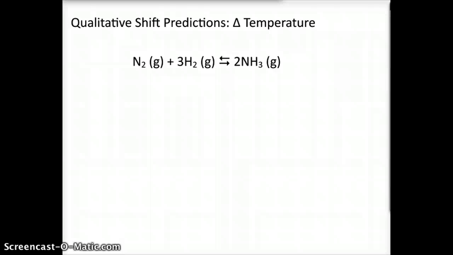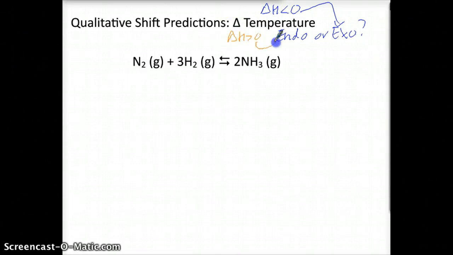For changing temperature, you need to know one thing. You need to know, is the reaction endothermic or exothermic? So quick refresher. When delta H is less than 0, exo. When delta H is greater than 0, endo. So if delta H for this reaction, let's say, is 50 kilojoules per mole, that means that this reaction is endothermic, which means I want you to add the word heat to the reactant side. Endothermic means heat is a reactant. Exothermic means heat is a product. Now we treat the word heat just like it was a compound.